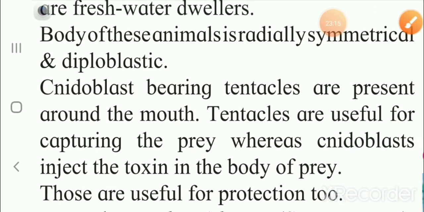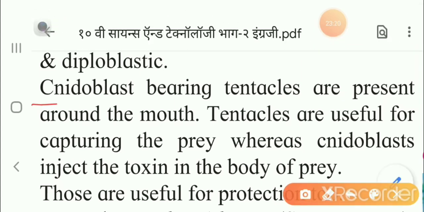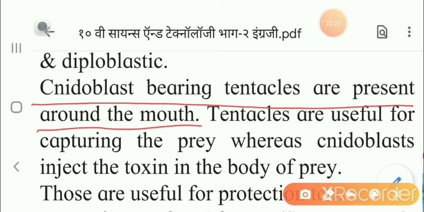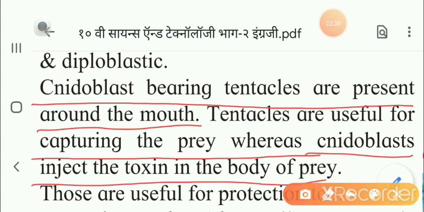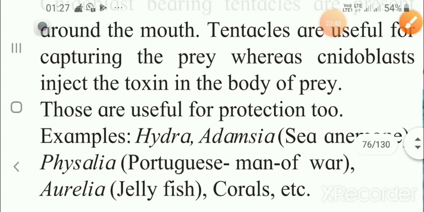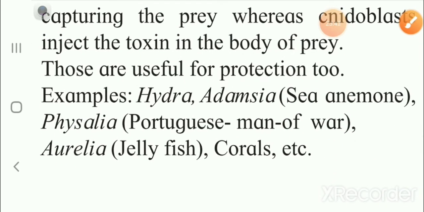Now, cnidoblasts bearing the tentacles are present around the mouth. This is also an important point, that cnidoblasts which are bearing the tentacles are present around the mouth. These tentacles are useful for what, children? With the help of these tentacles they are capturing the prey, whereas the cnidoblasts inject the toxin in the body of the prey. Why are they injecting toxins? So that the organism or the prey, they can easily hold or catch.